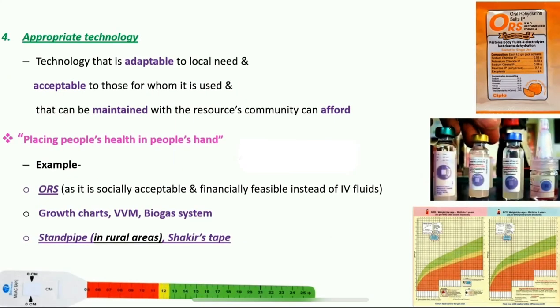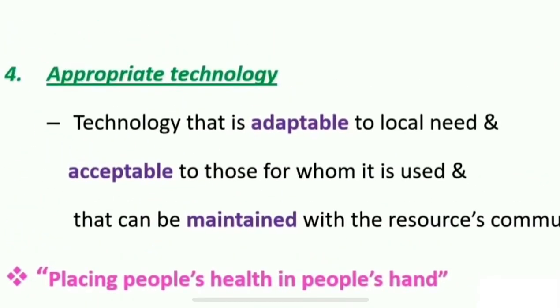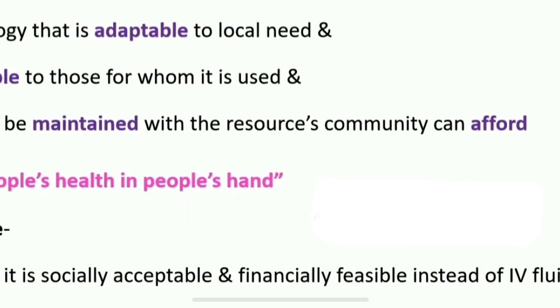Okay. Now, we are moving on to the appropriate technology. Appropriate technology is defined as the technology which is scientifically sound. Appropriate is correct. It should be sound technology. Scientifically, it should be sound. It should be adaptable to the local need. Like we saw with all the health services, including the technology, it should be adaptable to the local need, and it should be acceptable to those whom it is used. It should be maintained with the resources the community can afford.